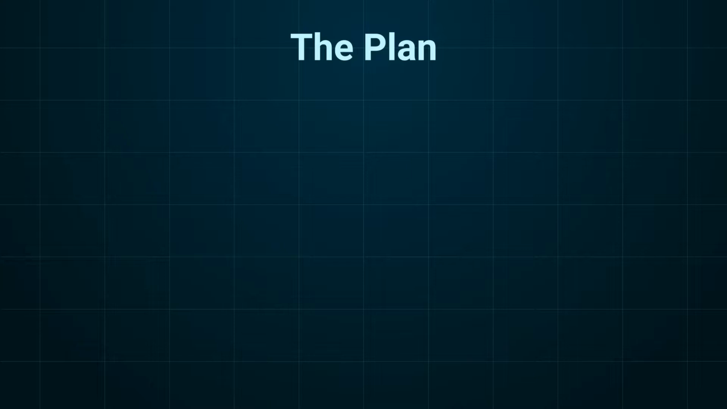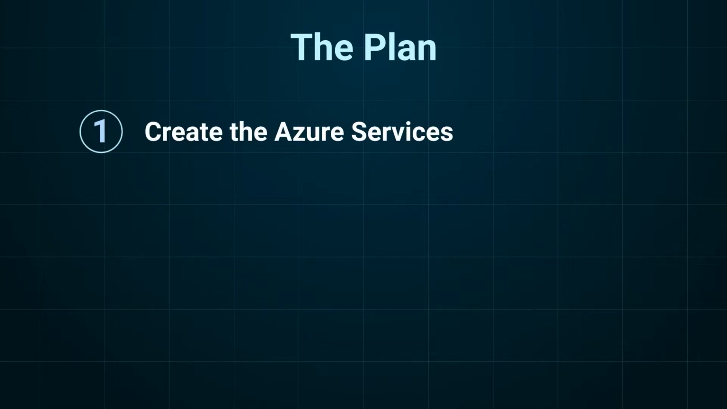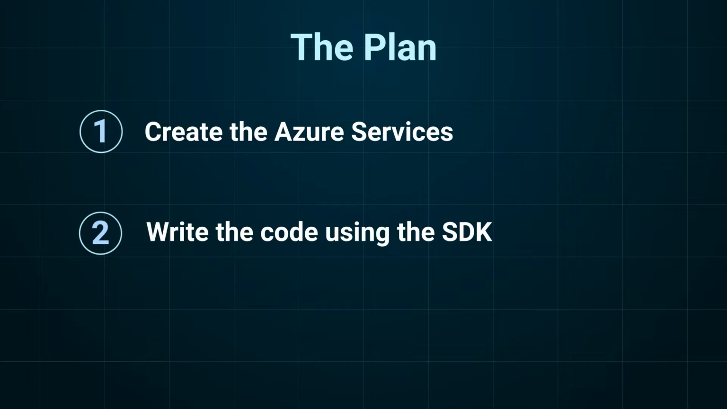There's basically three steps that we'll have to implement. One is to actually create our communication service instance in Azure and register a phone number to use with that. Number two is writing the code to actually send the text. And number three is testing it on a real device and making sure that that's all hooked up properly.